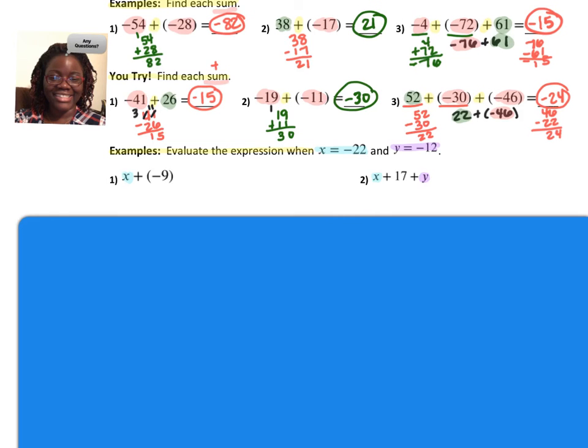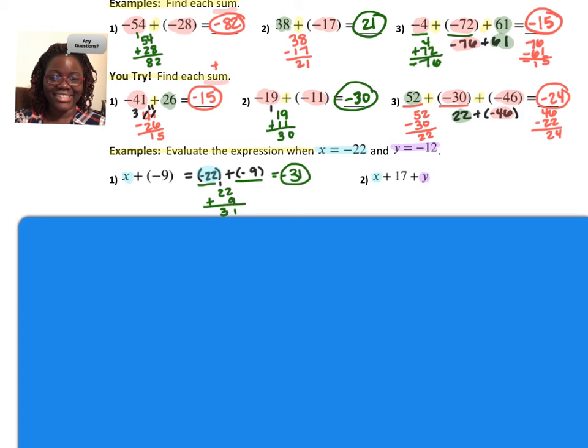Now that we know how to add integers that have the same sign and integers that have different signs, let's look at how to evaluate an expression when we have integers to plug in for variables, and then we have numbers that are already there that they want us to add to those integers. So for example 1, we have x plus -9. Our first step, if we remember, is to plug in for x. So we're replacing x with -22. Now we have -22 plus -9. Since those numbers are both negative, we add them together by taking 22 plus 9, you get 31, and our final answer, of course, is going to be negative.